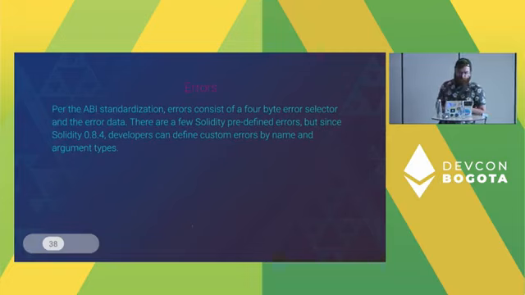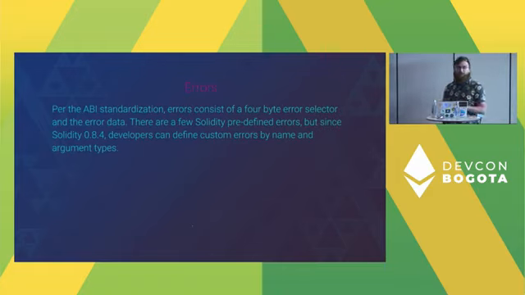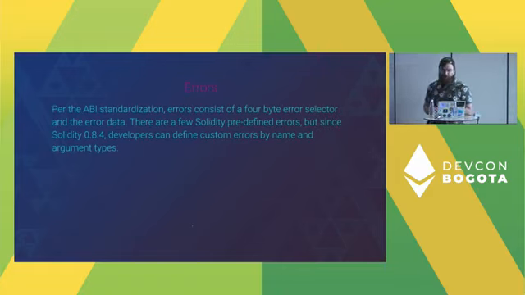So next we have errors. So per the standardization, an error consists of a 4-byte selector and some error data. Now Solidity actually has 2 predefined errors. This is Error and Panic. But since Solidity 0.8.4, developers can actually define custom error types where you can have names and arguments, and it's actually a bit more efficient than the standard require Boolean string.